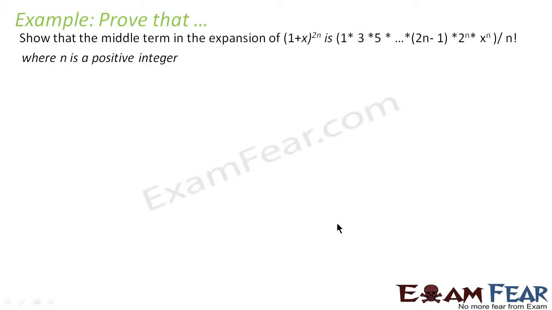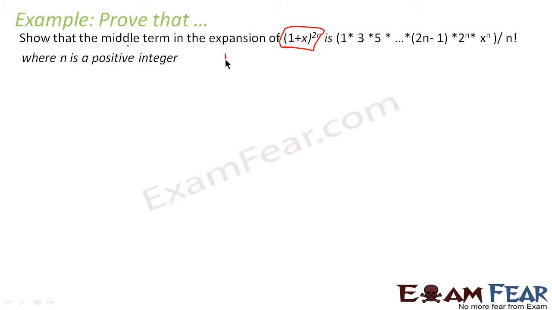Let's take this example where we have to prove that in the expansion of (1 + x)^2n, we get the middle term, and it becomes this.